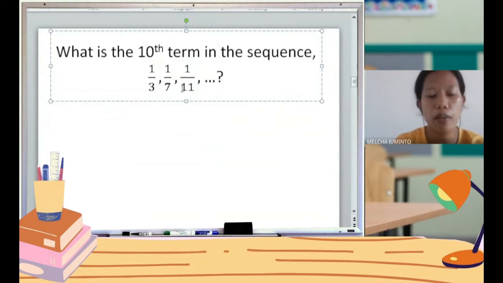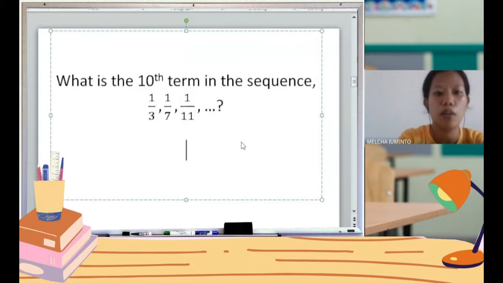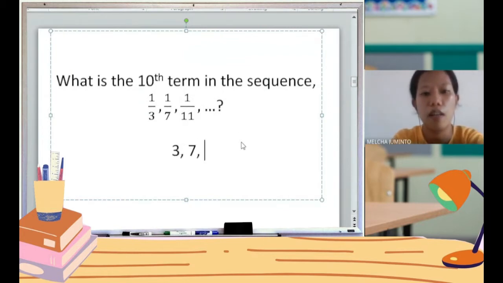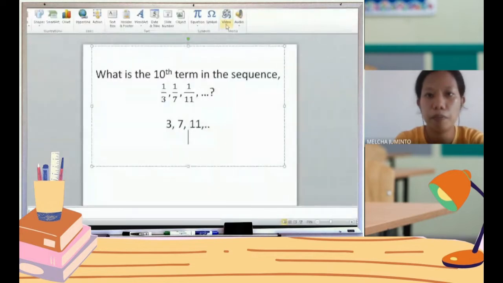Well, the denominators form an arithmetic sequence. We have 3, 7, 11. So we simply disregard the numerator and we focus on the denominator. So we get 3, 7, 11. With this pattern, we already know the first term, so we can already write a sub 1.